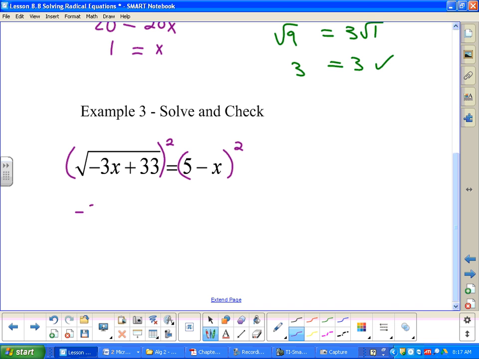So on the left side, we get negative 3x plus 33. And on the right-hand side, you have to make sure that you actually square this. So that means that you have to do 5 minus x times 5 minus x. It's not just squaring both of those things, which some people will want to do. It's 25 minus 10x plus x squared. Is that a perfect square trinomial?